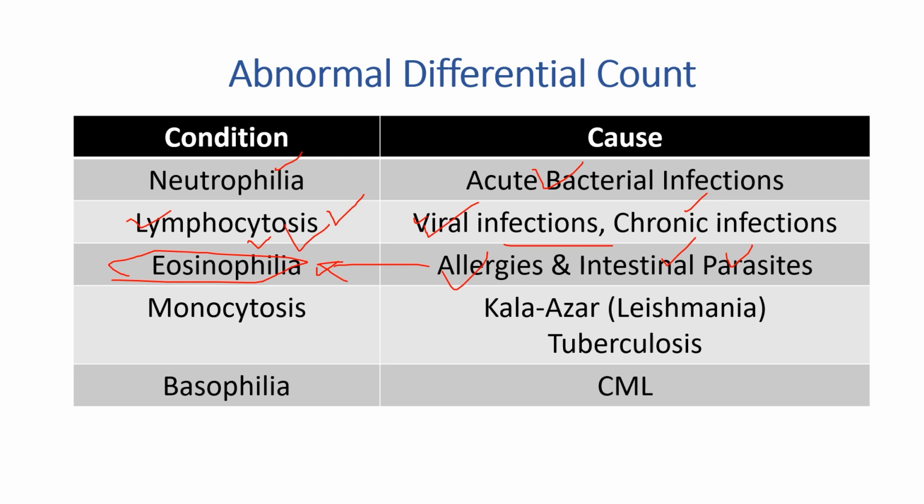Now monocytes. There is one disease that people love to ask you, not that common nowadays, and that is Kala Azar, which is leishmaniasis. Leishmania donovani is the one which causes Kala Azar, and in Kala Azar you see a lot of monocytosis, and also in tuberculosis. In tuberculosis you see lymphocytes, but apart from lymphocytes you can also see monocytosis. Tuberculosis is a chronic bacterial infection. And lastly, basophilia: there is one thing you need to know, and that is CML, chronic myelogenous leukemia.